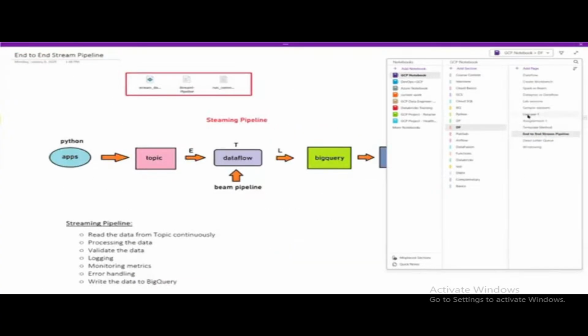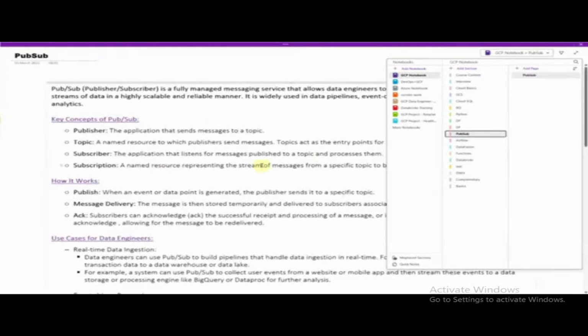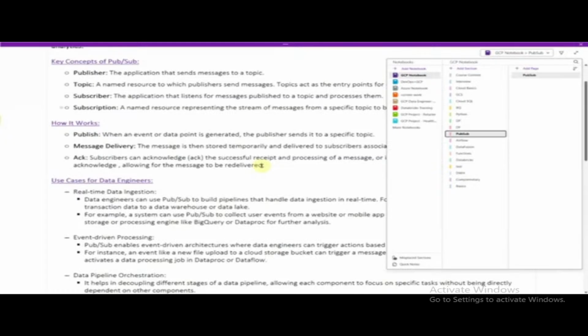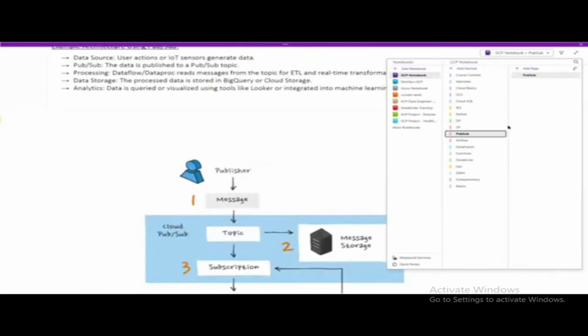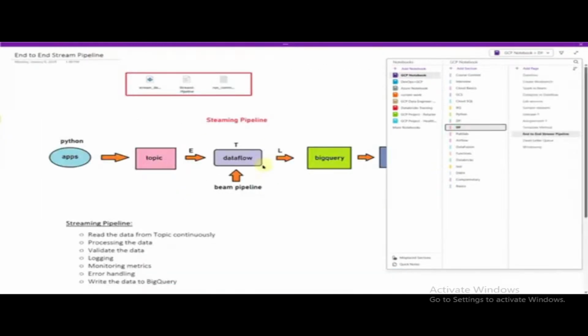Again, I told you guys, use case 1, template method is use case 2, and end-to-end streaming pipeline I have told you, right? So this is also there. And Pub/Sub, what is Pub/Sub, and the key concepts and use cases, and end-to-end pipeline with streaming. In a streaming pipeline, we introduce Pub/Sub here, you see, because Pub/Sub is a streaming data tool. So that's the topic, Pub/Sub topic is here.